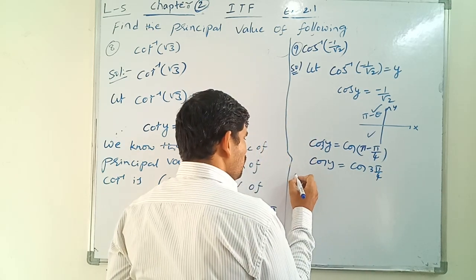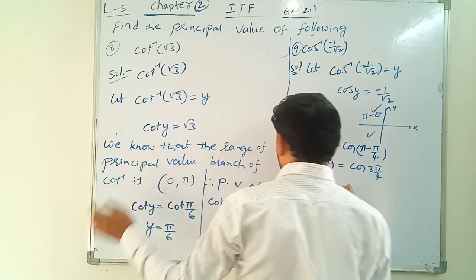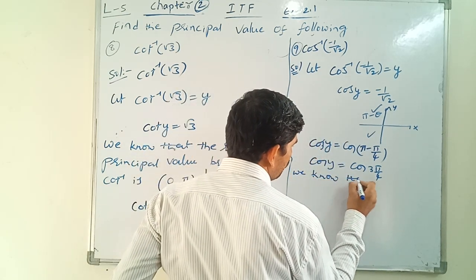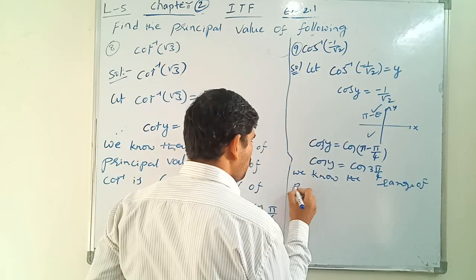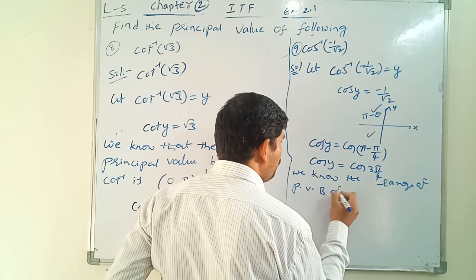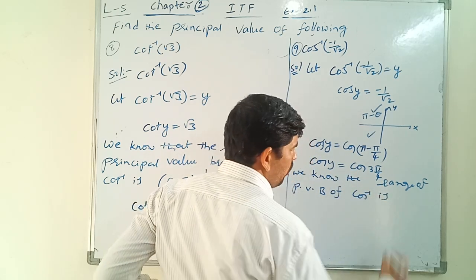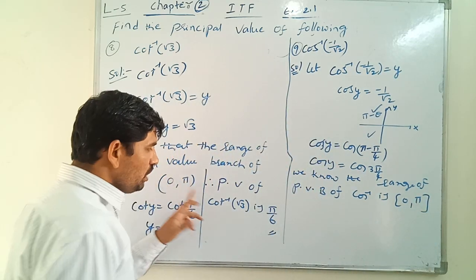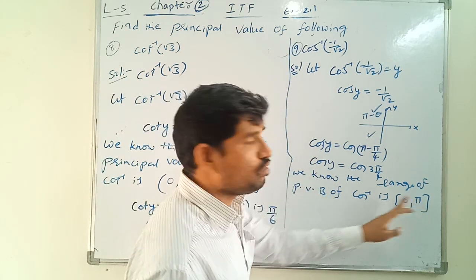Again you people have to use the same dialogue here: we know that the range of the principal value branch of cos inverse is the closed interval 0 to pi. Remember, for cot we take the open interval 0 to pi, and for cos we take the closed interval 0 to pi.